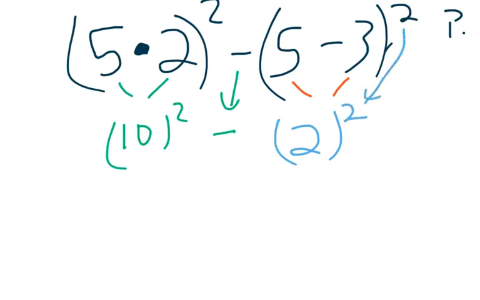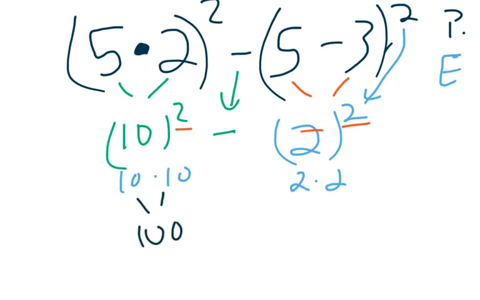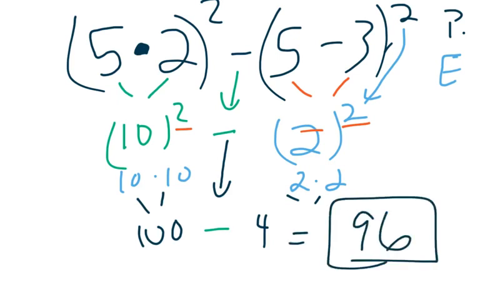So now you have 10 squared minus 2 squared. Next up, exponents. Are there exponents? And the answer, of course, is yes, there's an exponent here and an exponent here. So you have to do both those exponents. And so 10 squared gives you 10 times 10. 2 squared gives you 2 times 2. And so 10 times 10, of course, gives you 100. Then you bring your minus down again. And then you have 2 times 2, which is 4. And then you do 100 minus 4, and that gives you 96.